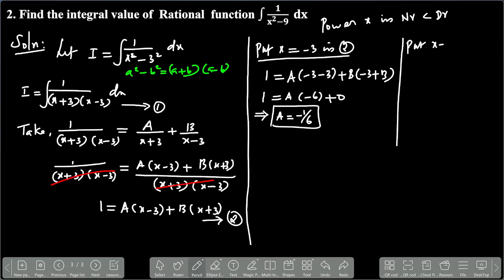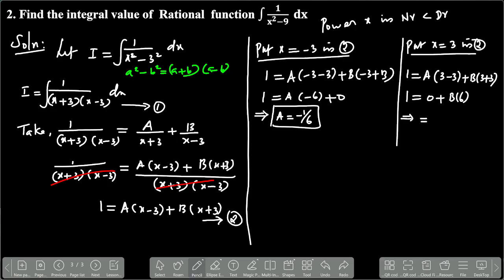And then the second value: put x equal to 3 in equation 2 because the denominator has x minus 3. So what is next? In equation number 2, 1 equal to a into 3 minus 3 plus b into 3 plus 3. Now this is 1 equal to 0 plus b into 6, which implies b equal to 1 by 6. We have found the a value and b value.